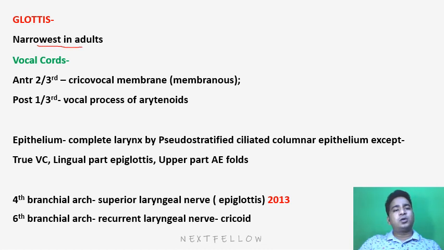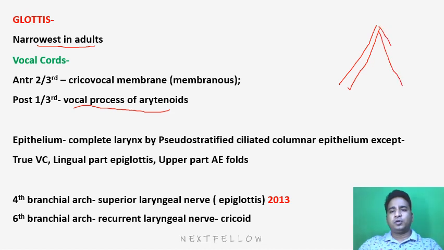So how are these vocal cords formed? Vocal cords are basically formed, the posterior 1/3 by the vocal process of the arytenoid, this we have already discussed, and the anterior 2/3 by the cricovocal membrane. Suppose this is my two vocal cords. Posteriorly this much part is the vocal process of the arytenoid, 1/3 part, and the rest of the part is formed by the cricovocal membrane, because it is attached to the cricoid and this is attached to the vocal process.